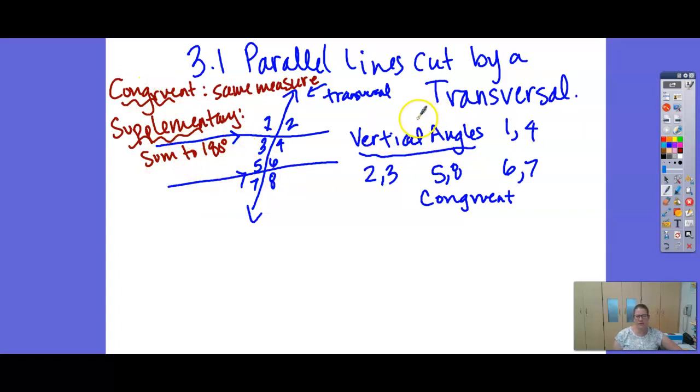Vertical angles are going to be congruent regardless of whether these two lines are parallel, because they don't really have anything to do with the parallel lines, right? They're just anytime two lines cross. So vertical angles are congruent.